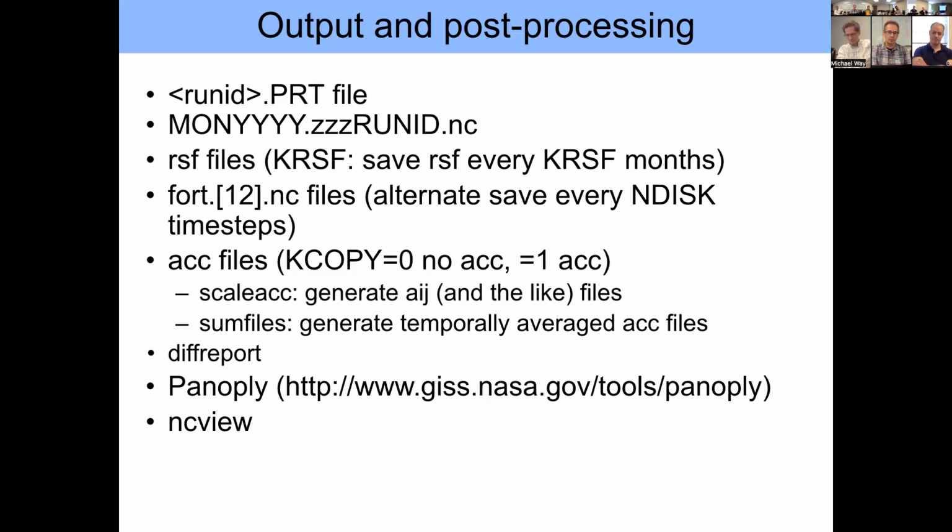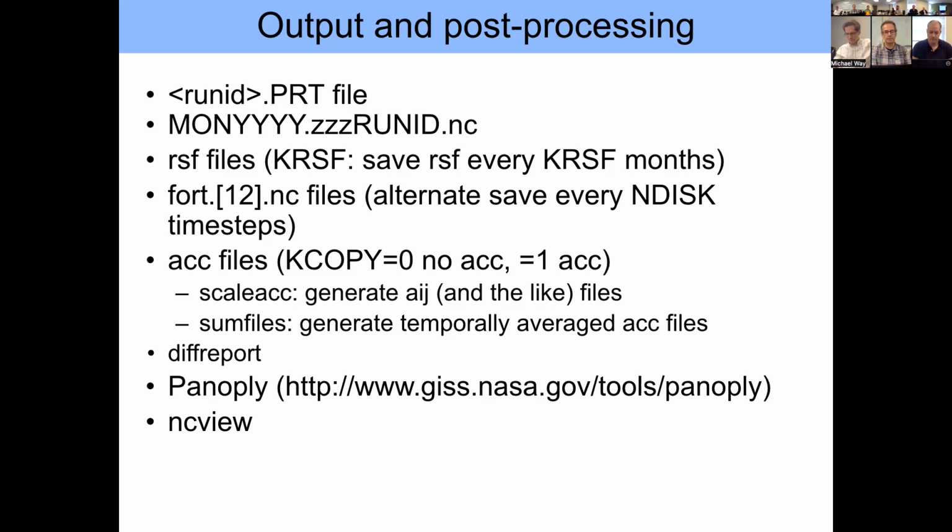As I said, these are accumulation files, and you convert them into real files that you can actually use with the utility called scaleacc. If you had followed our instructions before the tutorial, you already have that working in your environment. It is in the mk_diags directory, and you can use it to convert those files. So you can generate, for example, an AIJ file, which means atmosphere and then IJ dimensions, so longitude, latitude. This AIJ file contains two-dimensional fields in longitude and latitude related to the atmosphere.